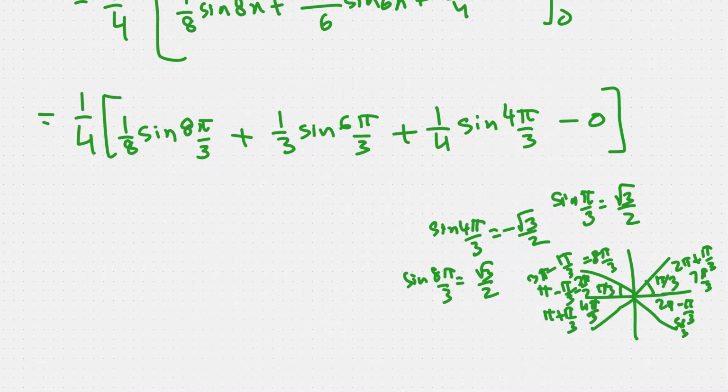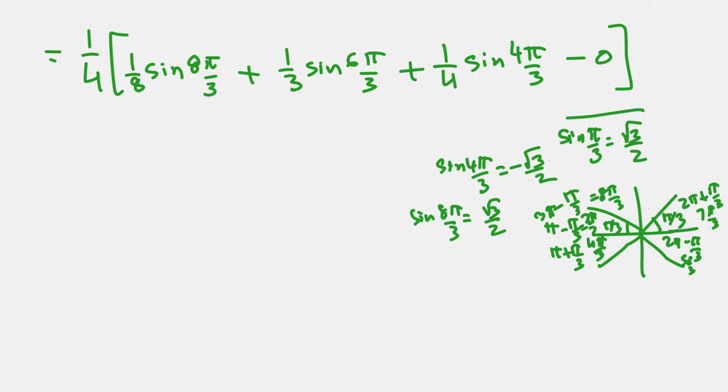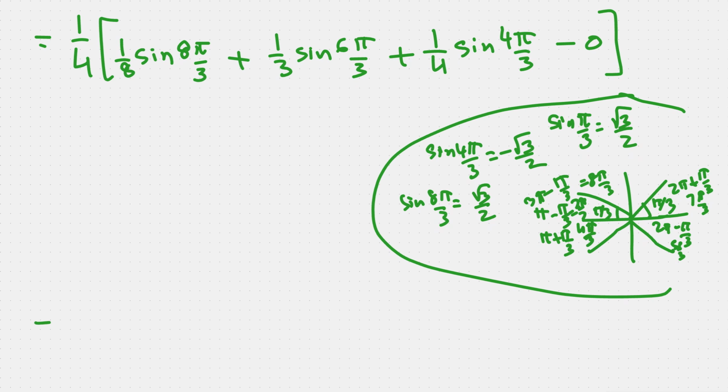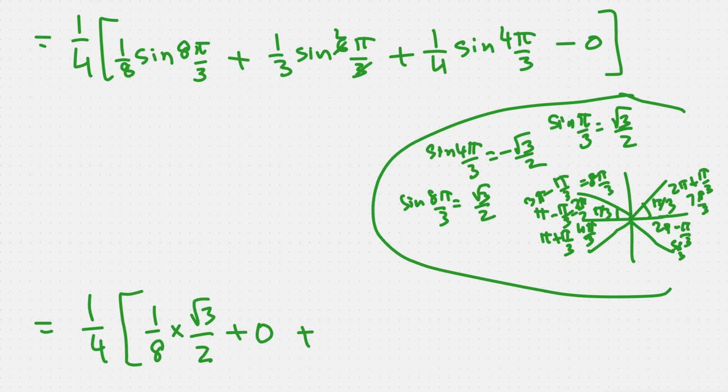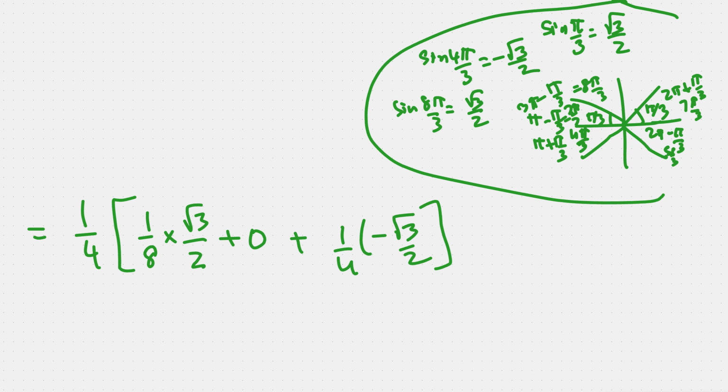This is like side work, rough work I did. We can delete it. And that is equal to 1 over 4. We will get 1 over 8 times root 3 over 2, plus now 1 over 3 sine 6 pi, that is 2 pi, 3 and 3 cancel out, it's 2 pi, so 0, so plus 0 plus 1 over 4 times minus root 3 over 2.